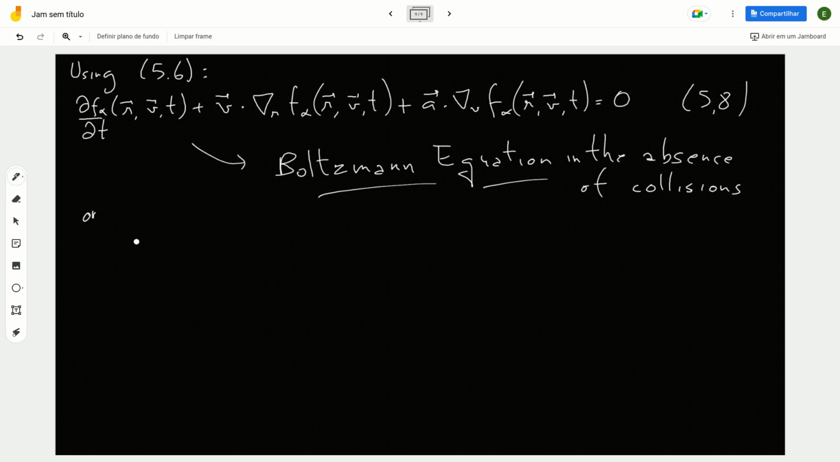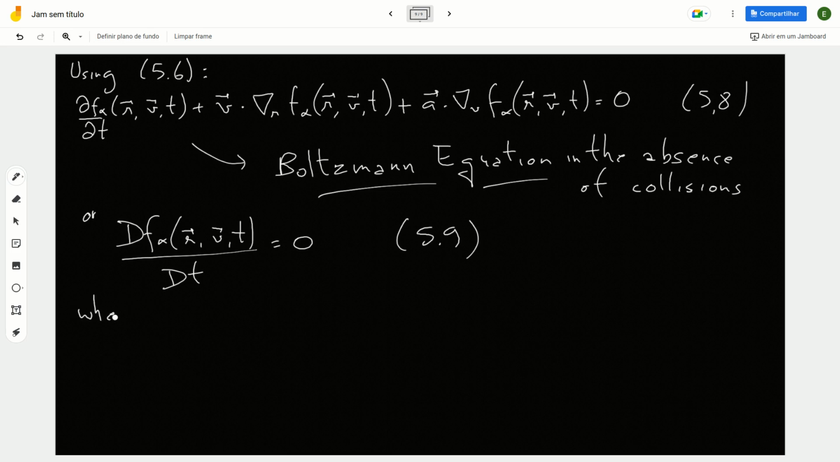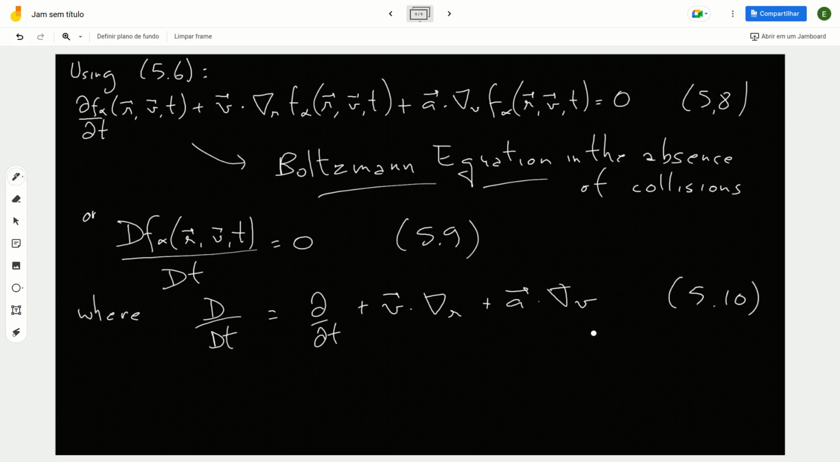Sometimes they may write it like this: df/dt is equal to 0, where d/dt is del/del t plus v·∇. This is the total derivative. Total derivative in relation to time.